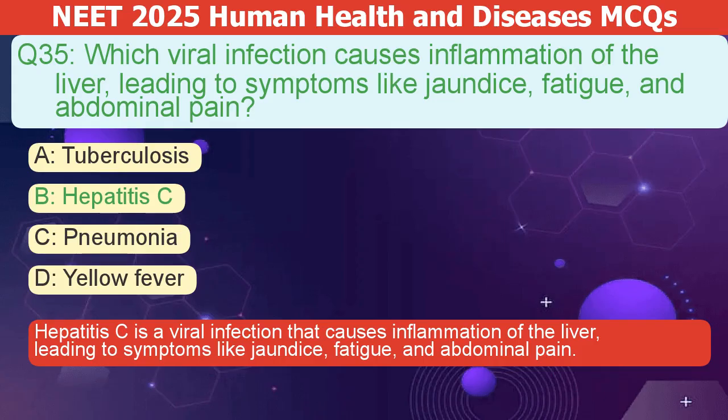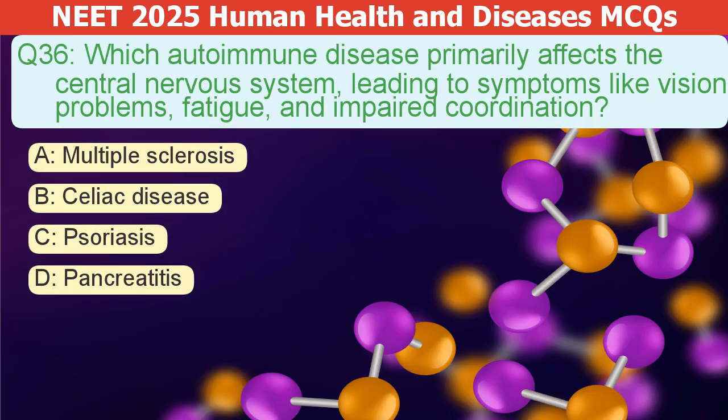pain. Which autoimmune disease mainly affects the central nervous system, causing vision problems, fatigue, and trouble with coordination? A. Multiple sclerosis. B. Celiac disease. C. Psoriasis. D. Pancreatitis.